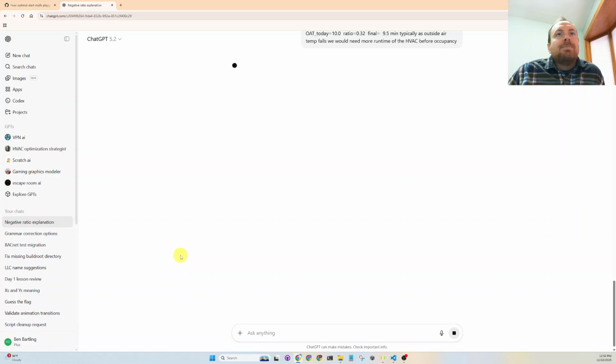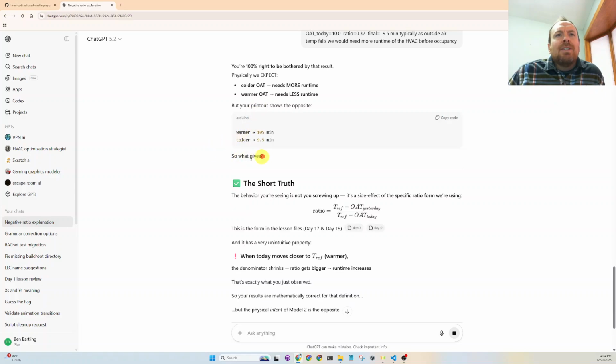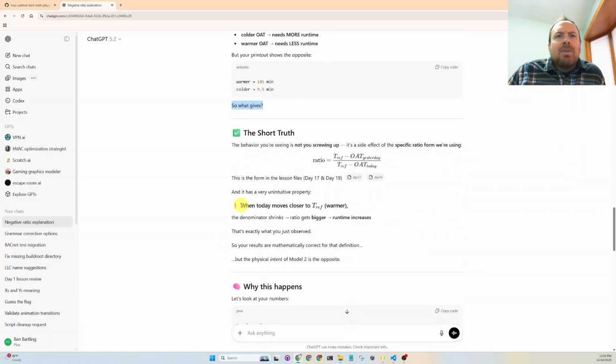Let's see what we got here. 100% correct. So what gives? The behavior you're seeing is not you screwing up. It's the side effect of the specific ratio we're using. When the day moves closer to T-ref, warmer, the denominator shrinks, so the ratio gets bigger.